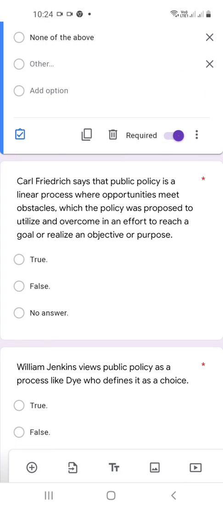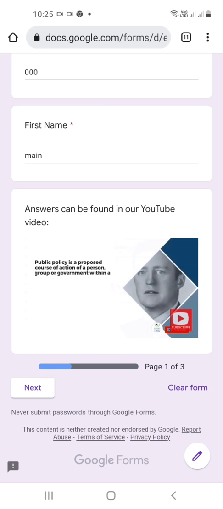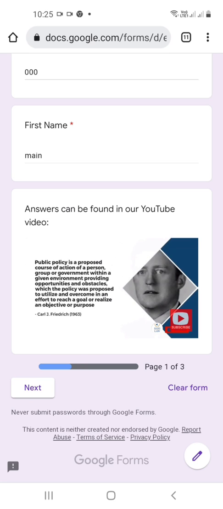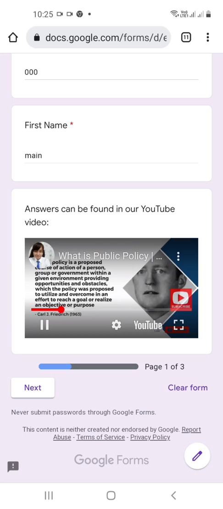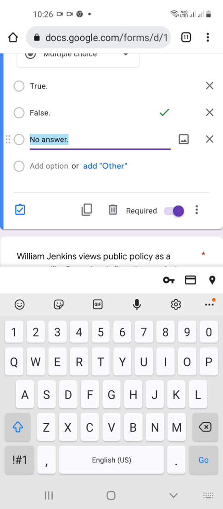Next, Carl Friedrich says that public policy is a linear process where opportunities meet obstacles. Is it really opportunities meet obstacles? Which the policy was proposed to utilize and overcome in an effort to reach. So there's a wrong phrase here, where opportunities meet obstacles. It's not opportunities meet obstacles. Let us now discuss some concepts on public policy. Renowned political scientist Carl J. Friedrich says that public policy is a proposed course of action of a person, group or government within a given environment providing opportunities and obstacles, which the policy was proposed to utilize and overcome. My goodness. So the answer is false. Let's see. Yeah, it's false. See? There's a check mark there.